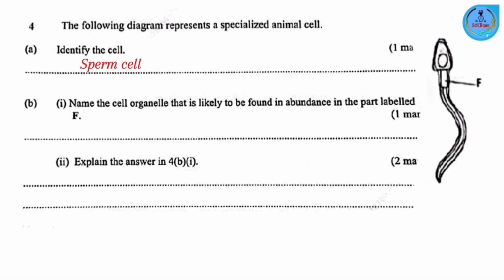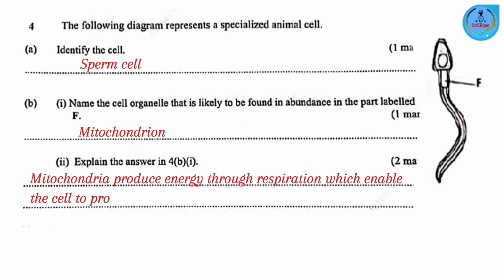But for it to do so, it needs to propel itself to where the egg cell is in the fallopian tube. So that means it requires a lot of energy. And therefore, it needs to have plenty of mitochondria. So the cell organelle that is going to be abundant is going to be the mitochondrion. Roman number 2, explain the answer in 4b1. So mitochondria produce energy that is required for the propulsion of the sperm cell.